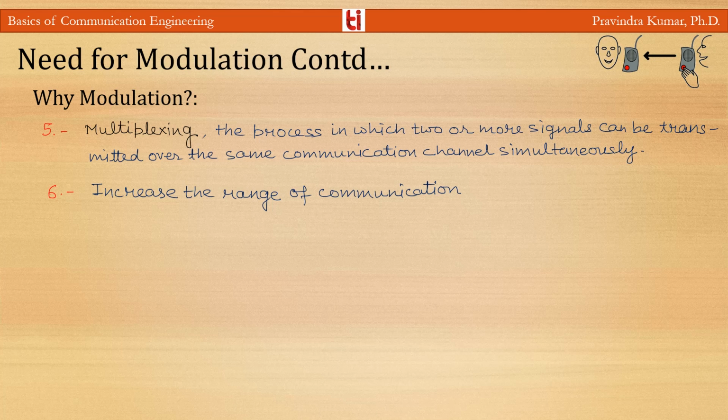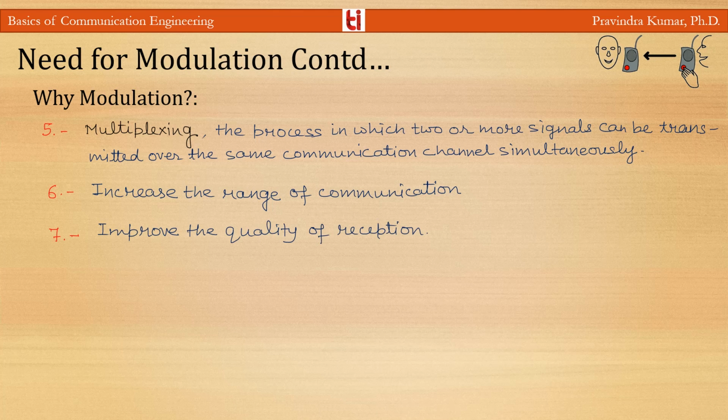And the sixth advantage of modulation is to increase the range of communication. The frequency of a baseband signal is low, and low frequency signals cannot travel a long distance when they are transmitted. They get heavily attenuated. Attenuation reduces with an increase in the frequency of the transmitted signal, and they travel a long distance.